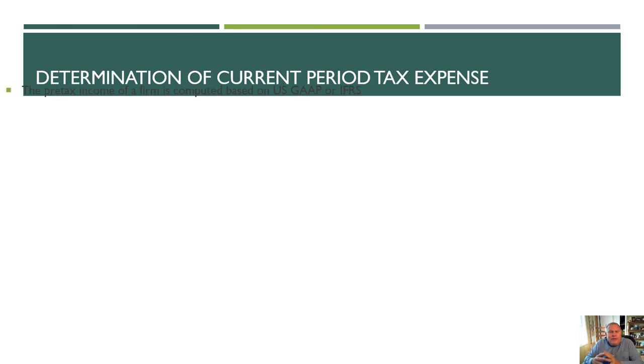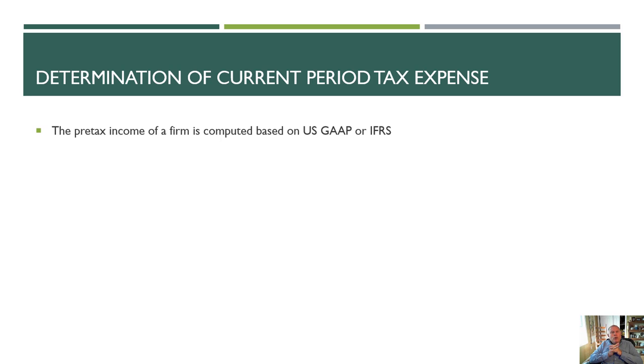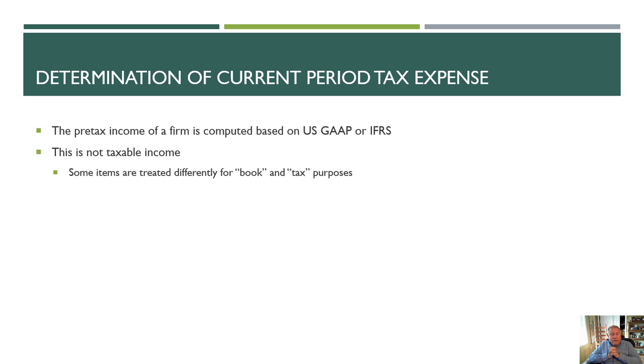So the determinant of the current period tax expense, we start with pre-tax income of a firm, and it's based on either US GAAP or IFRS, depending on where you're based. This is not taxable income. Okay, this is the accounting pre-tax income. Okay, some items are treated differently for book financial reporting purposes and tax filing purposes. These items can be classified as either permanent or temporary, and you'll also hear the word timing differences.